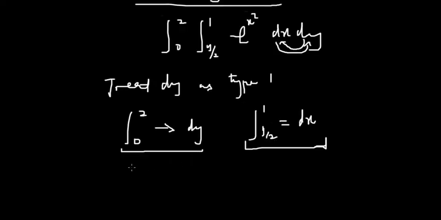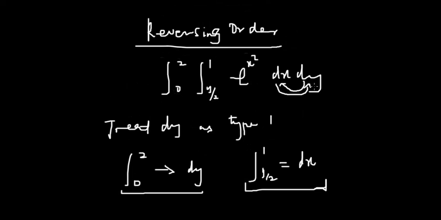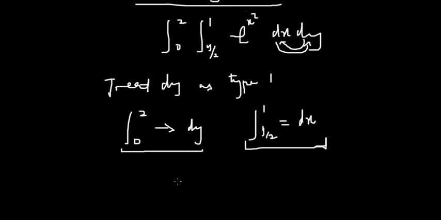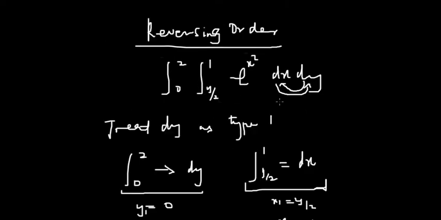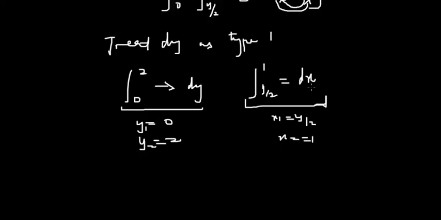So this is what you have to do. We know that from 0 to 2 corresponds to dy, and from y/2 to 1 it corresponds to dx. Once you try to do the reversing, let's say y1 is equal to 0 and y2 is equal to 2. And from here x1 is equal to y/2, and x2 is equal to 1. When trying to do the reverse, take note of this. We are trying to reverse this side, interchanging dx with dy, and dy with dx, vice versa.